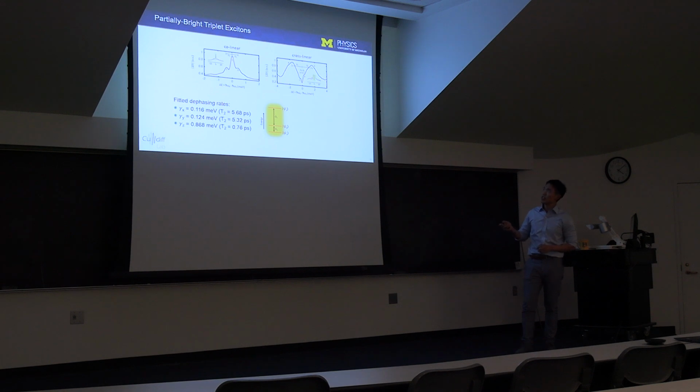In fact, when we fit these slices to extract the dephasing rates of the individual triplet states, we find that states x and y exhibit pretty similar dephasing rates, with dephasing times just over 5 picoseconds, while state z dephases much faster, with a dephasing time of less than a picosecond.